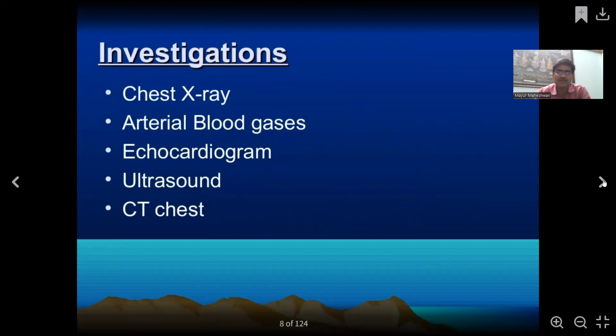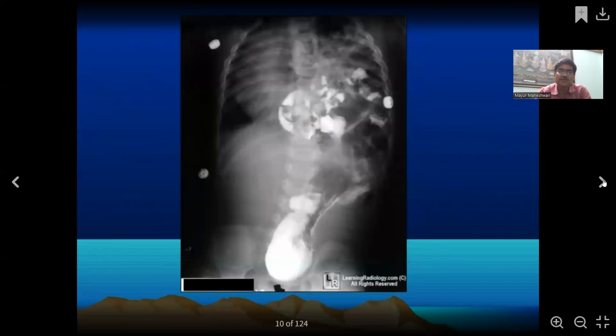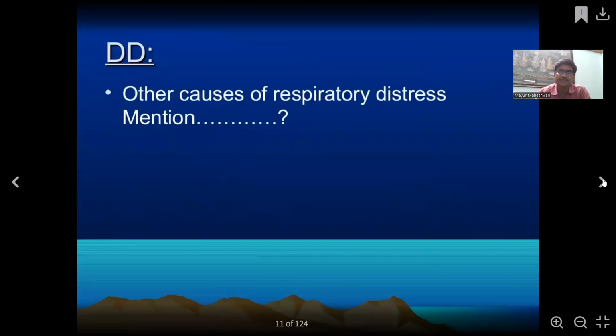So what investigations do we perform? The commonest investigation is a simple X-ray chest. Then you do arterial blood gases, echocardiography, ultrasound, and rarely CT may be required to confirm the diagnosis. This is a classical case of diaphragmatic hernia. You can see the left chest being occupied by bowel loops. The heart has been shifted to the other side. Sometimes you can do a dye study. See a dye study showing the bowel loops in the chest, and some part of the dye is going into the abdominal cavity because some of the viscera may be in the abdominal cavity.